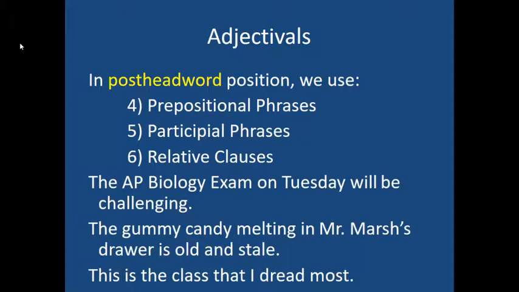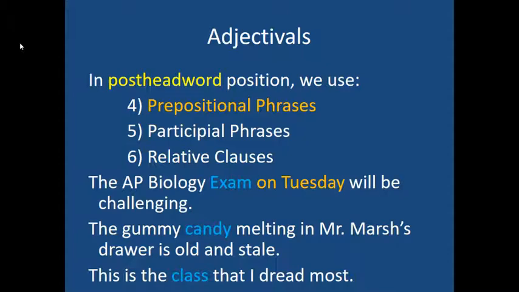So in our example sentences, I could say the AP Bio exam on Tuesday will be challenging. The gummy candy melting in Mr. Marsh's drawer is old and stale, and this is the class that I dread most. Well, if I focus on these 3 nouns of exam, candy, and class, and now I'm going to focus not on what's in front, but what's behind them, I notice a couple things. I notice that in the word exam, there's a prep phrase. When prep phrases describe nouns, they're always after the noun.